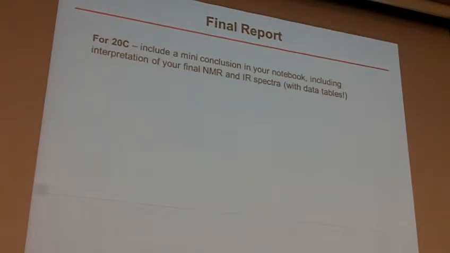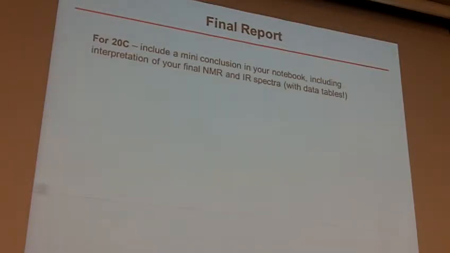Essentially, think about this part as just analyzing your data. The data tables from both of those. Some hints and tips on how you assigned what's what, how you figured out what your ratio of products was, things like that. That goes into your 20C, essentially your personal mini conclusion.